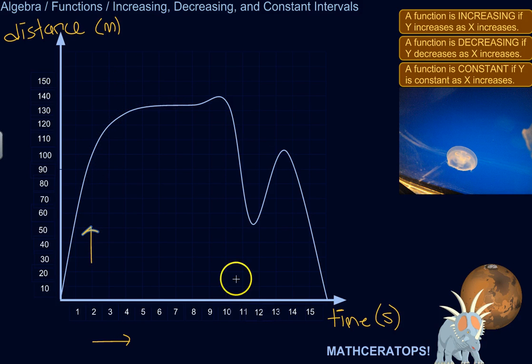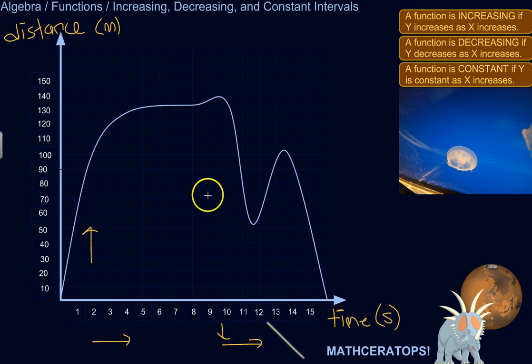A function is decreasing if the output value, what you'd plot on the y-axis, is decreasing as x increases. So x is increasing that way. If the y values are getting smaller and smaller, then it's decreasing. You can think of it as having a negative slope. And a function is constant if as x is increasing, the y values stay the same. They remain constant. So let's practice splitting this up into intervals.